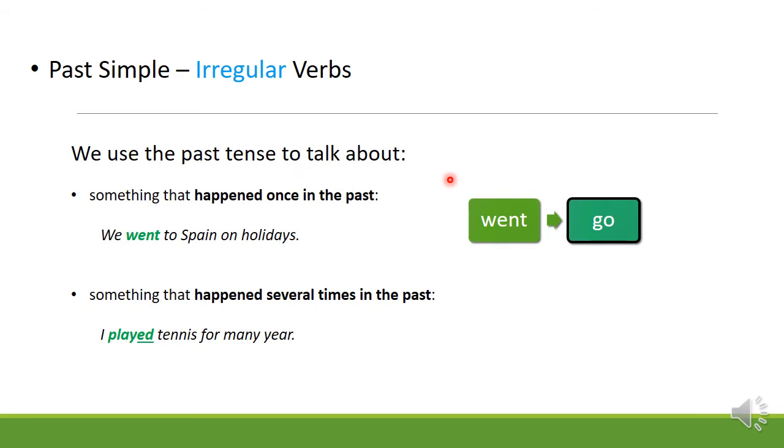We use the past tense to talk about something that happens once in the past. For example, we went to Spain on holidays. This is past simple. Went is the past form of the verb go. We also use past simple when we talk about something that happened several times in the past. For example, I played tennis for many years.